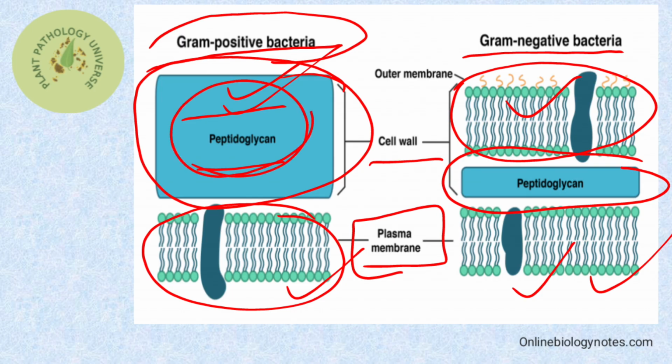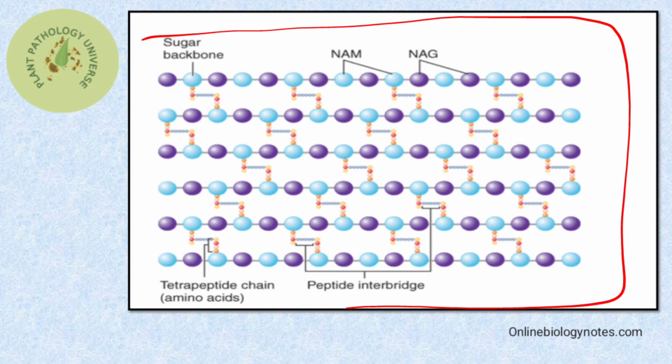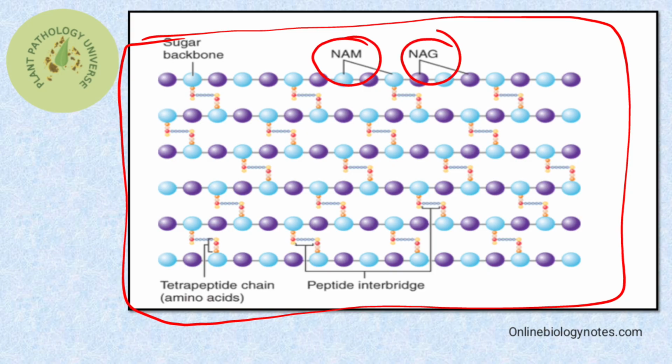Now we will study what this peptidoglycan layer is, how it is formed, and what its major role and components are, right? So here you can see the major structure of a peptidoglycan layer. Now that peptidoglycan layer is also known as murein, right? Now that murein is composed of basically two components, two sugar units, NAM and NAG. So NAM stands for N-acetyl glucosamine, and NAG stands for N-acetyl glutamic acid, right?